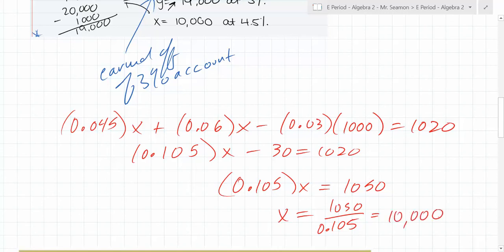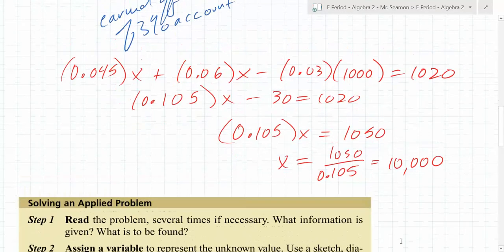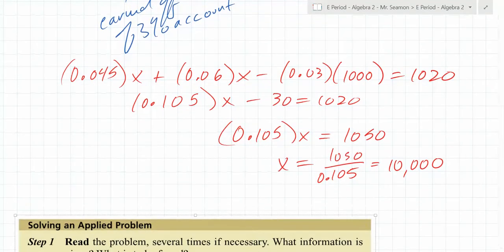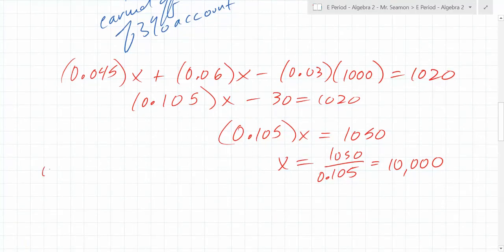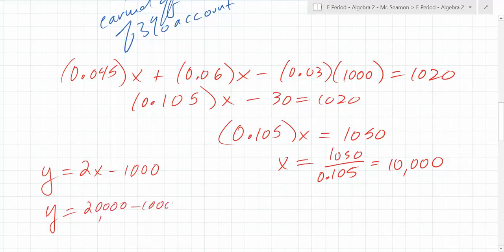Now, are we done? No, because it's asking for how much money in each account, right? One of the values is, so in one account, which account is x? X is the 4.5 one, right? Okay, so x is the 4.5. How do we find the other one? Well, we know that y is equal to 2x minus what? 2x minus 1,000? Oh, is it 1,000? Yeah. So y is going to be 20,000 minus 1,000, so it's 19,000.